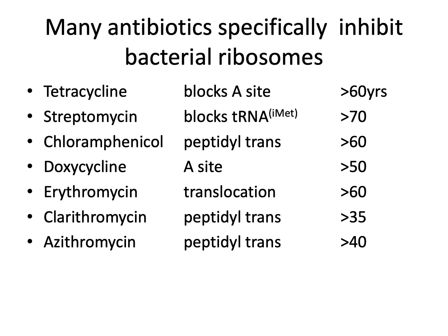But if you look at this table, there's a couple things I want to point out. One is you can see what they do. So tetracycline blocks the A site. Streptomycin, all these are well-known antibiotics. Streptomycin blocks the tRNA initiator methionine entry. Chloramphenicol blocks the peptidyl transferase reaction. Doxycycline also blocks the A site. Erythromycin blocks translocation of the ribosome. Clarithromycin and azithromycin block the peptidyl transferase reaction.